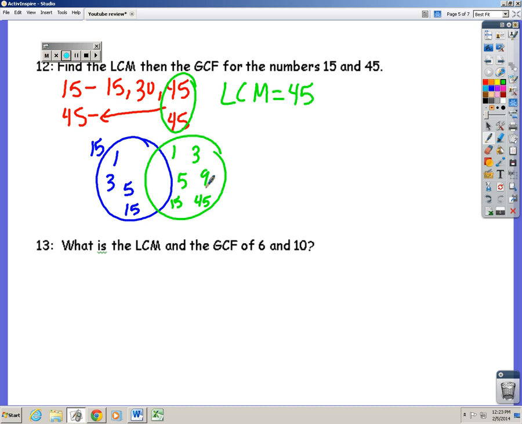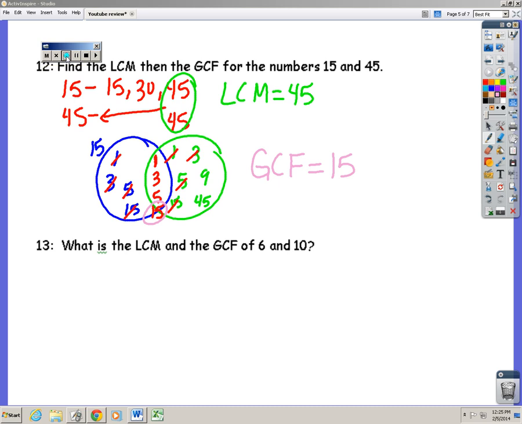Now we need to look to see what they have in common between the two. We always will have a 1 in common. The other numbers I see are a 3 and a 5. I believe that's, oh, I see one more. 15 also. We're looking for our greatest common factor, so I'm going to see that 15 is our greatest one. Our GCF of 15 and 45 is 15.